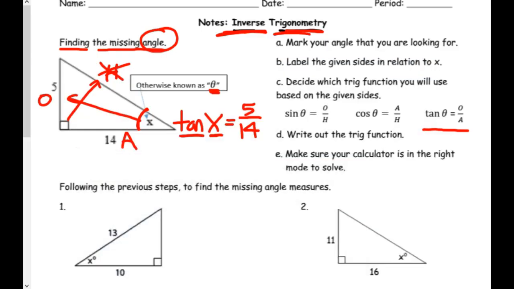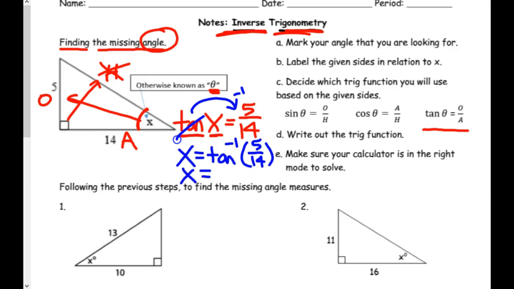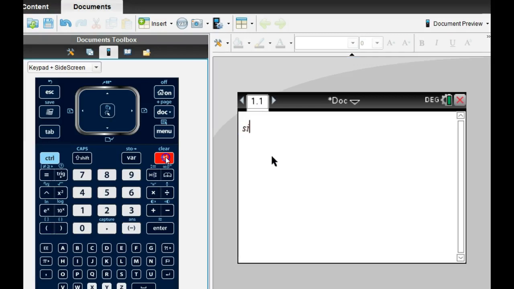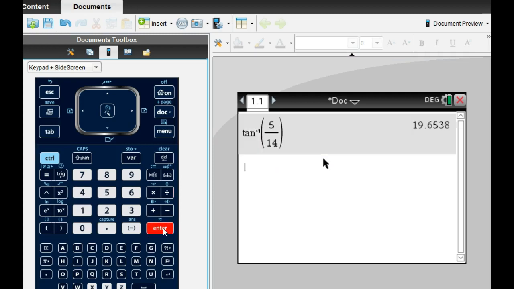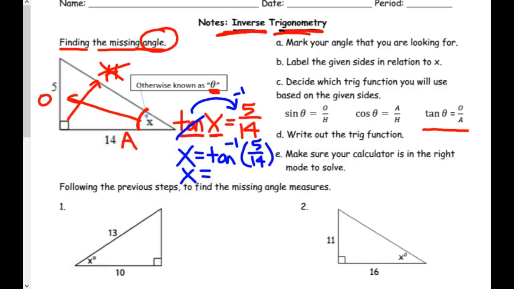So here's what you're going to do, okay? To get rid of the tangent, you're going to bring it to the other side with a little negative 1 on it, okay? So x equals tan negative 1, 5 over 14. So anytime you're looking for a missing angle, you're going to have to use inverse trig. And that's what that little negative 1 in the exponent means. It's inverse. So let's find this one out real quick. Tan inverse 5 over 14. So trig tan inverse 5 divided by 14. That gives me 19.65. So that angle is 19.65 degrees.